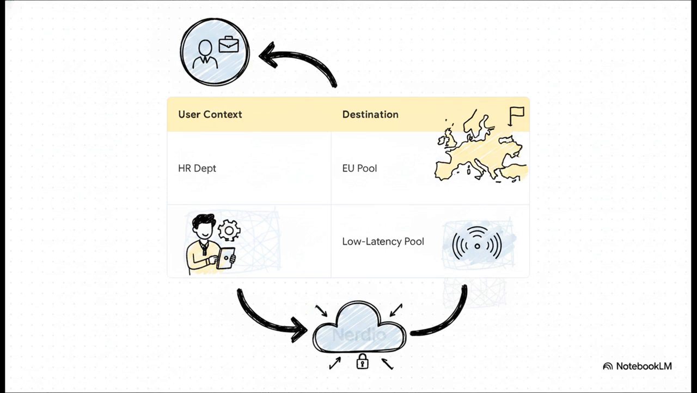Say you've got an employee in the HR department. Based purely on their group, the policy automatically and flawlessly drops them right into the EU pool for compliance reasons. Meanwhile, you've got a field staff member out on the road, identified by a specific Azure tag. Boom! They're automatically routed to the lowest latency regional pool available to them. Nerdio handles exactly where everyone lands based on the rules you set up. Zero manual shuffling required. It's a total game changer.